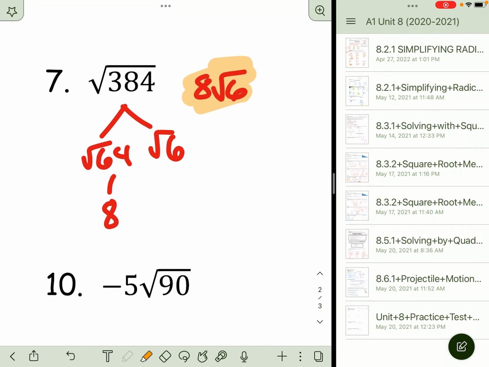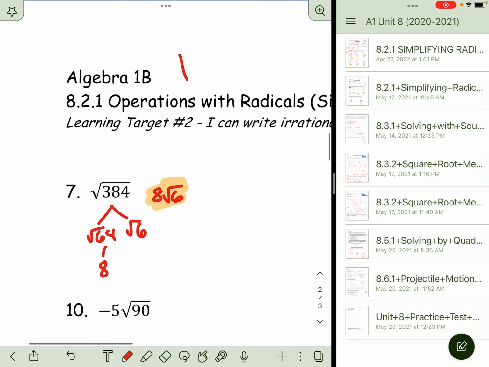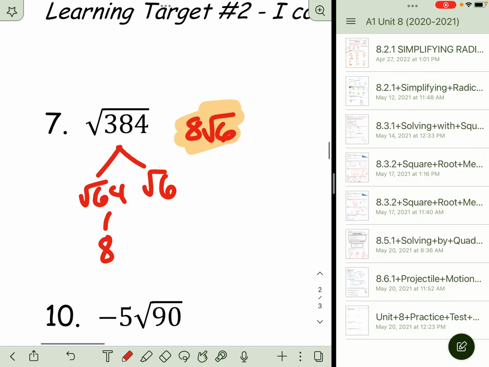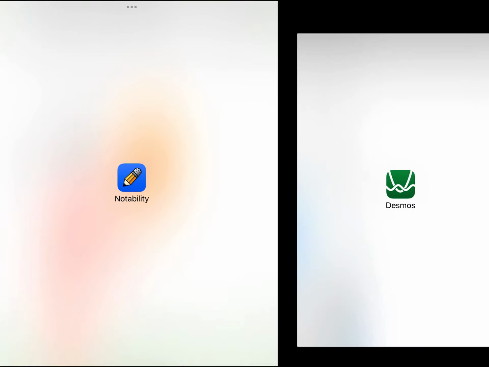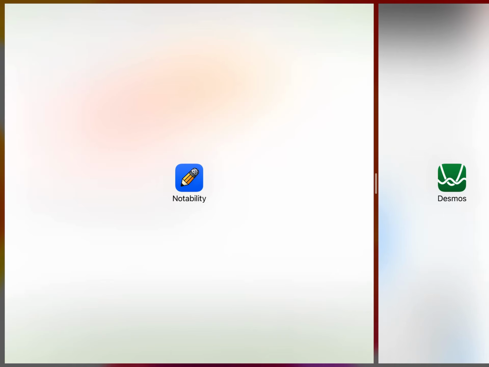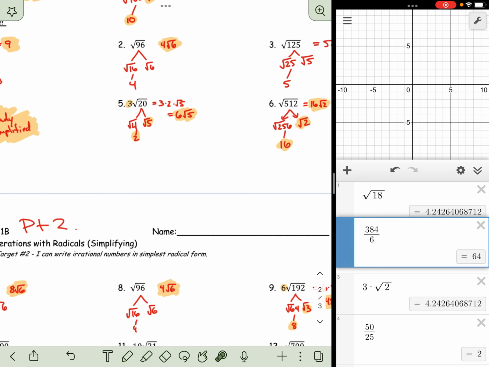Okay, welcome back. So this is part 2 of the 8.2.1 notes. So we'll just say part 2, right? So number 7 here, I've actually already done it for you. You can kind of take a look and just see, oops, I meant to have decimals up there on the side. But as you're simplifying radicals, I've got 1 through 6 up above here.